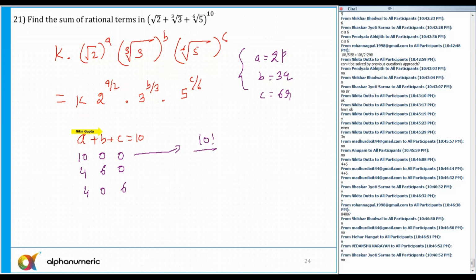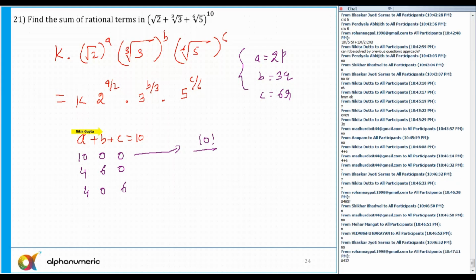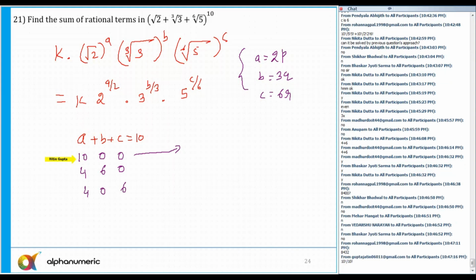Factorial 10 by how much? It will be only one case, that is only one arrangement, yes. So factorial 10 by all the 10 are the same thing. So there will be exactly one case, I can write directly one. Now, but also remember one thing, here A is equal to 10. So I'll get 2 raised to power 10 by 2. B is 0, so 3 raised to power 0 by 3. And C is also 0, so 5 raised to power 0 by 6. And into 1, there is only one arrangement.